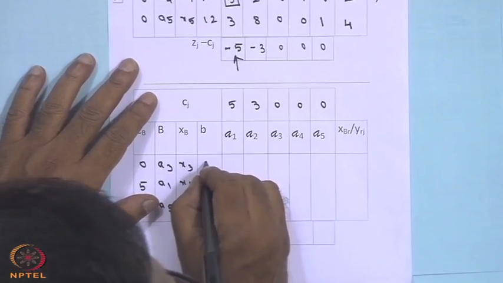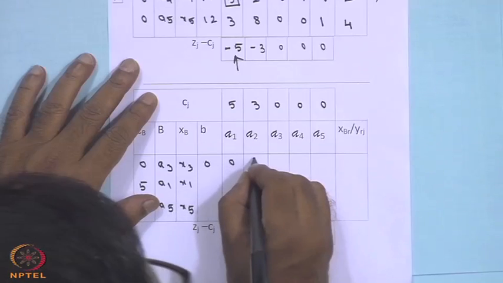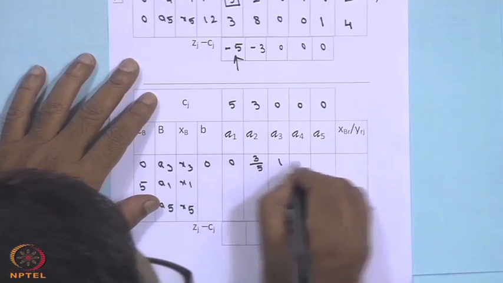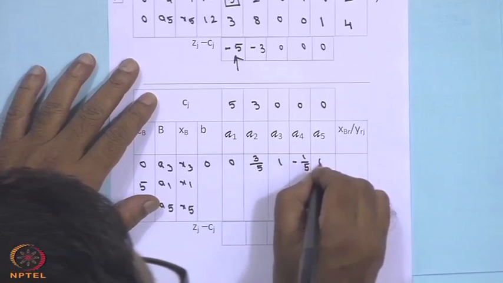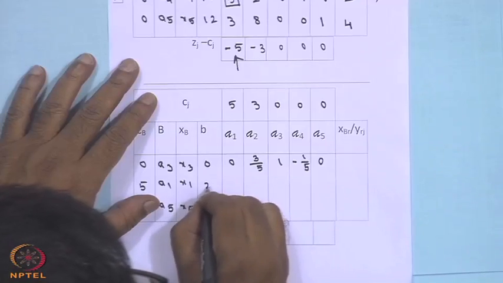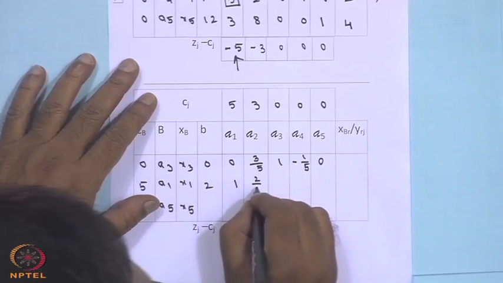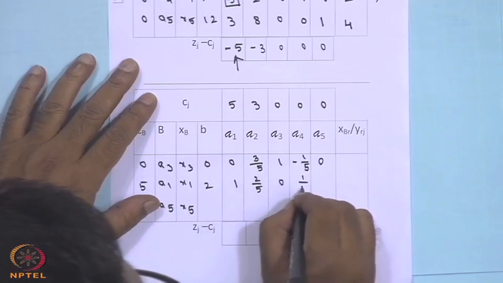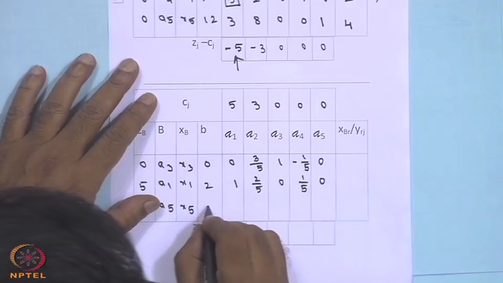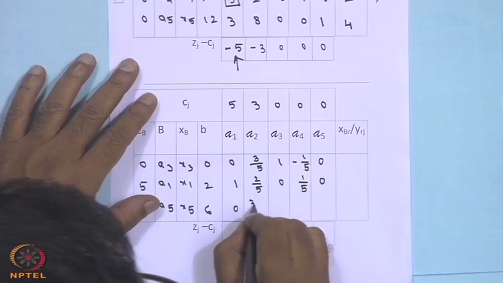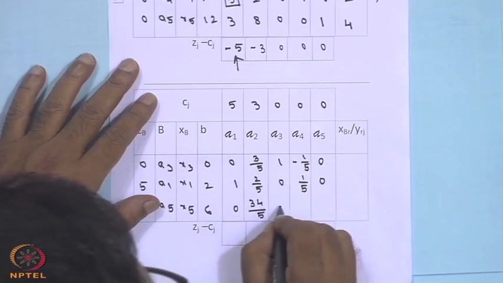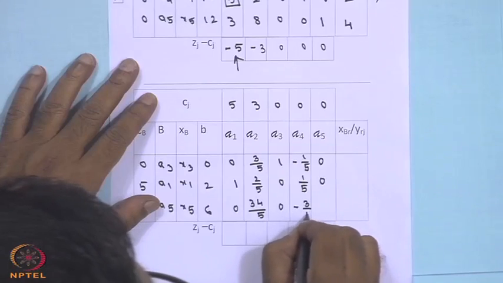So, I am directly writing the rows: 0 0 3 by 5 1 minus 1 by 5 0. Then it is 2 1 2 by 5 0 1 by 5 and 0. Next one is 6 0 34 by 5 0 minus 3 by 5 and 1.